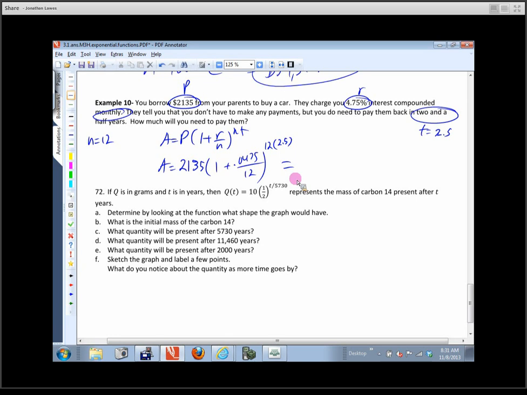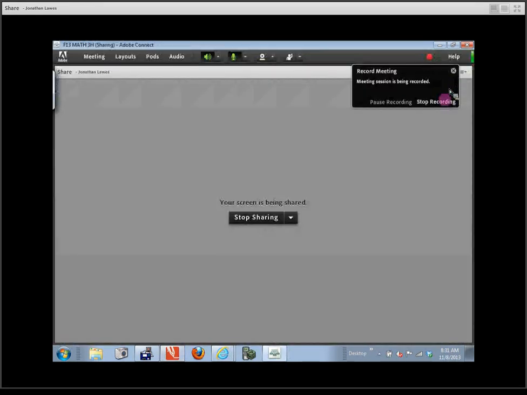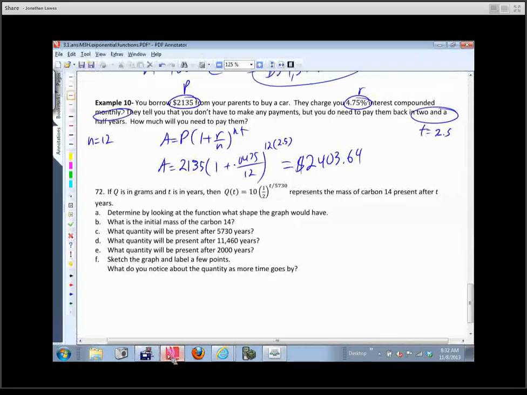So if we type that in, what do we get? 2,403.64. Okay. So, is that a good deal for us? Yeah, I suppose it depends on who your parents are. How much interest did we owe them? That's what, $270 or so? $268.63. Okay, that's how much interest we paid them.